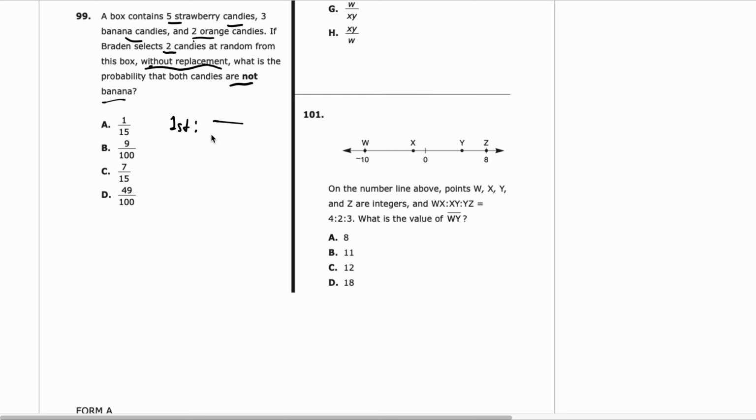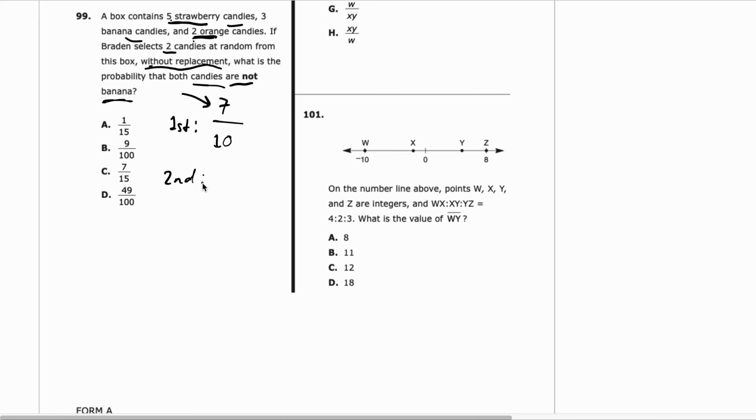Okay, so the total number of candies available is 5 plus 3 plus 2, so that would be 10. And the number of candies that are not banana: you have 5 strawberry candies and 2 orange candies, so 7 candies that are not bananas. So on your first pick, you have a 7 in 10 probability of picking a candy that is not banana.